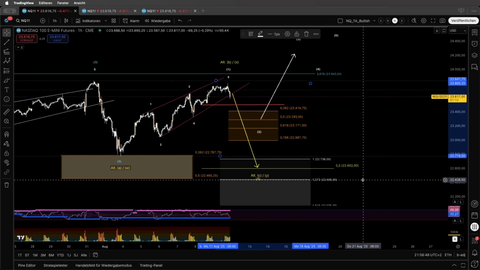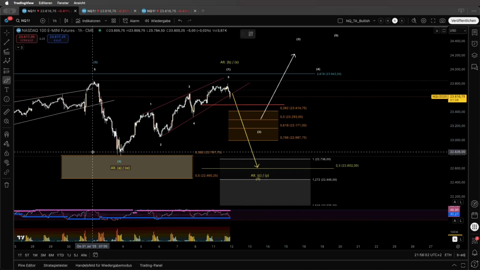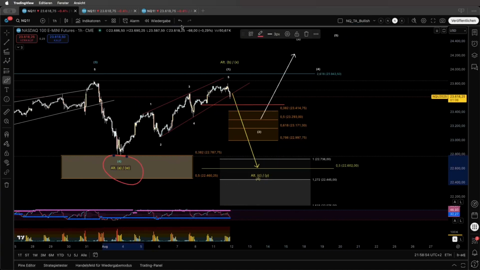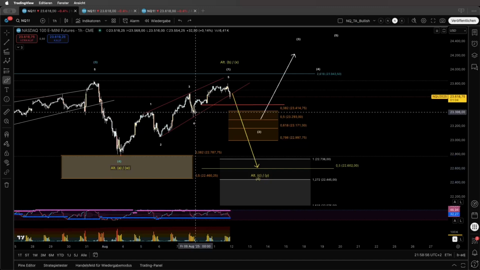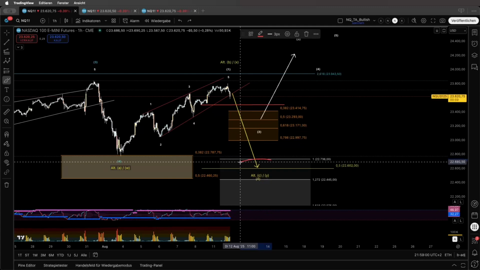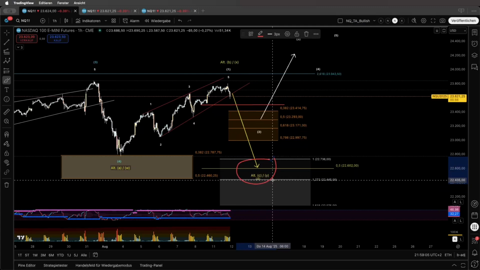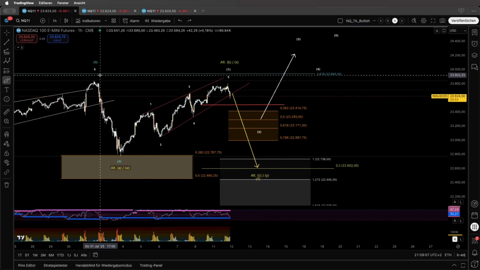And we have the 100% extension just below our low here at 22,736. That would be a target. So this target area here right now is a good target for the C or Y wave to the downside if this correction is still ongoing.